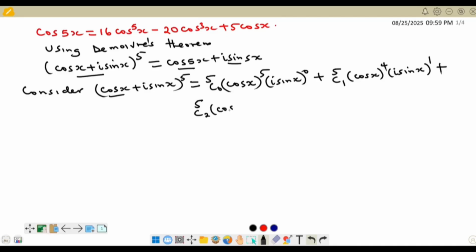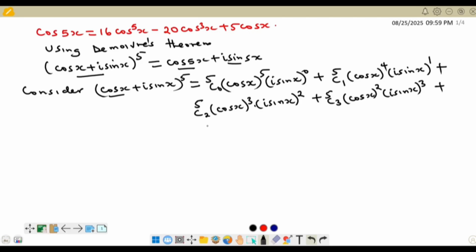Then the term will be cos of x to the power 3, then i sine of x will now be to the power of 2. Then the next will be 5 combination 3. The term will be cos of x reduced to power 2, then i sine of x will be to the power 3 now.